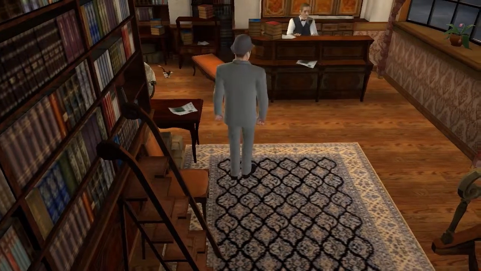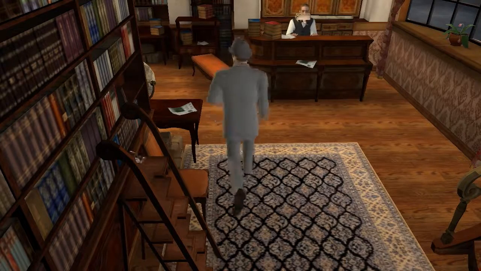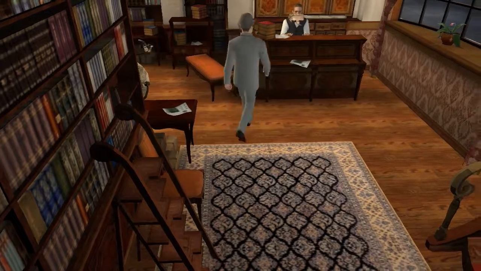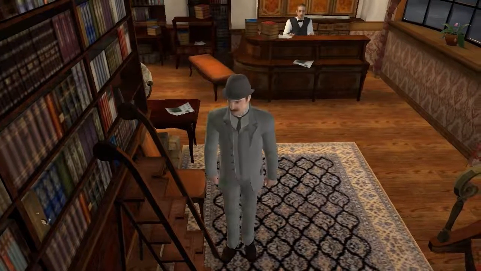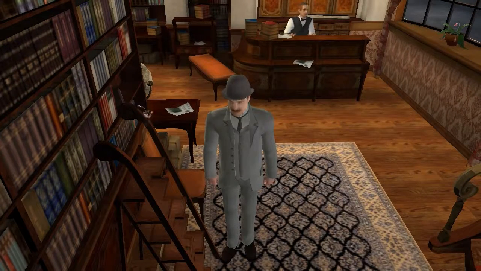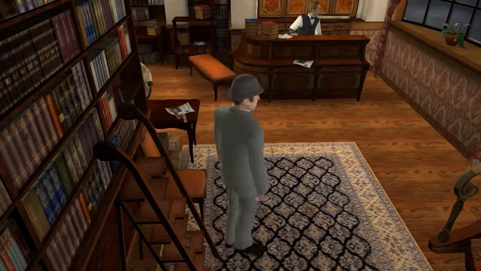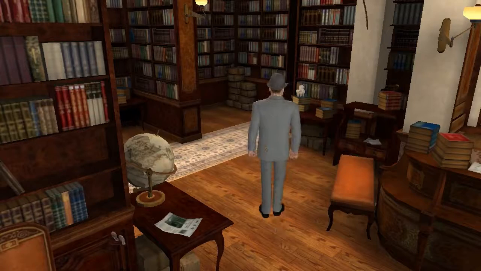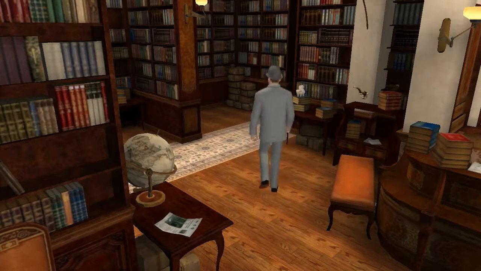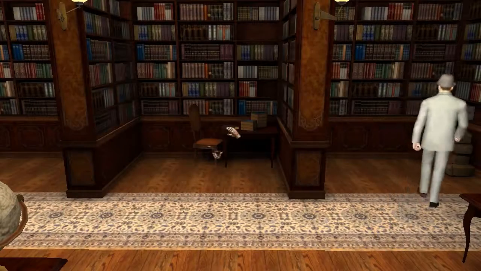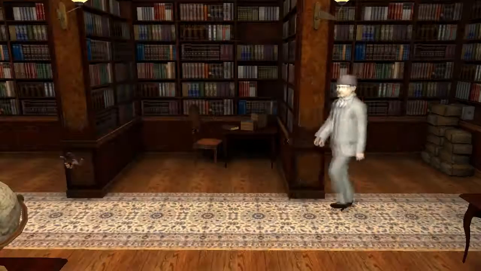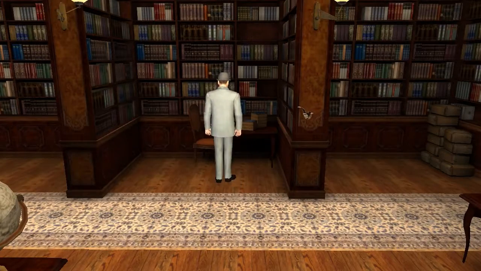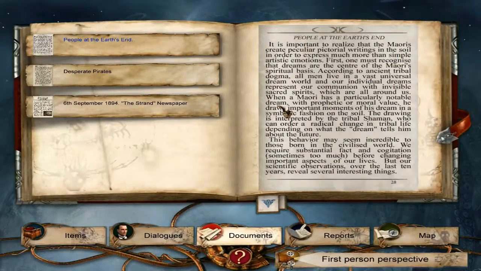Walk? Watson? What? Watson, what are you doing? Is it on this shelf? What? What? That's odd. Is it here? It's not on the shelf. He's a liar. Alright. People at the Earth's End.